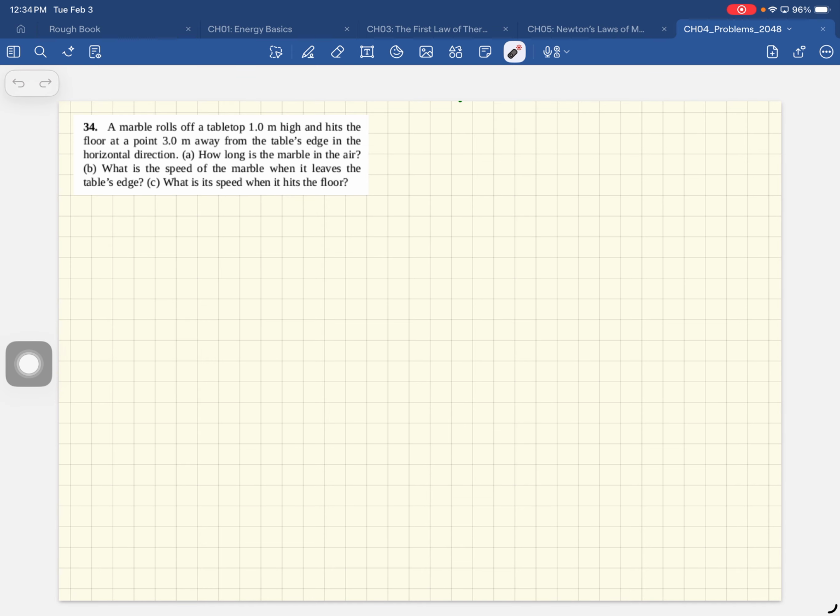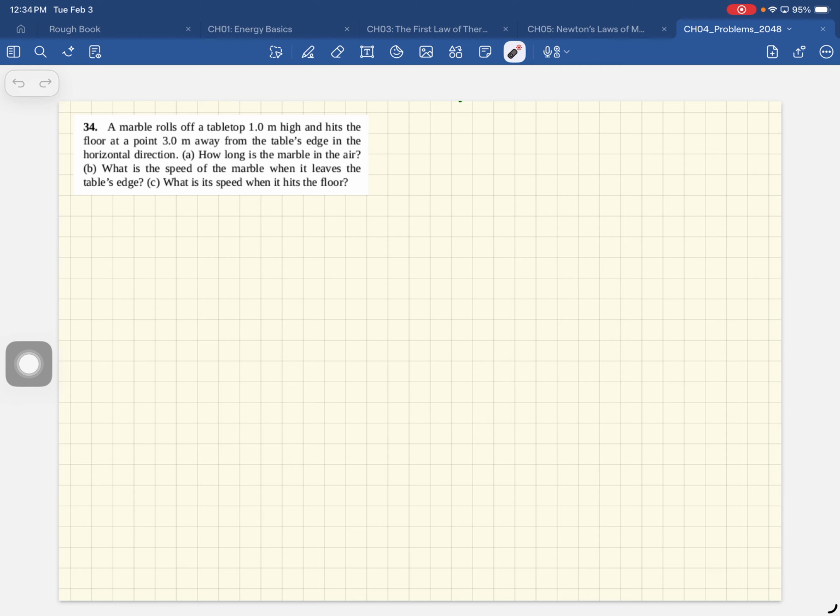Okay, this problem says a marble rolls off a tabletop 1 meter high. So 1 meter high is roughly the height of this table. And hits the floor at a point 3 meters away from the table's edge in the horizontal direction. How long is the marble in air? What is the speed of the marble when it leaves the table's edge? What is its speed when it hits the floor?